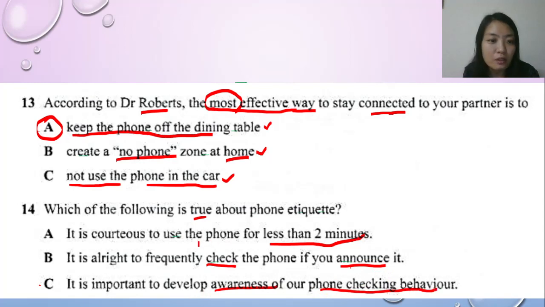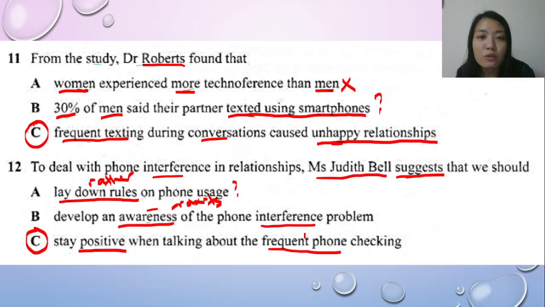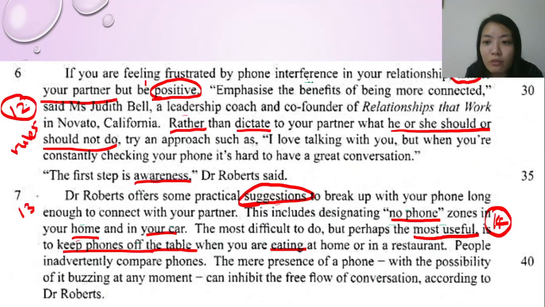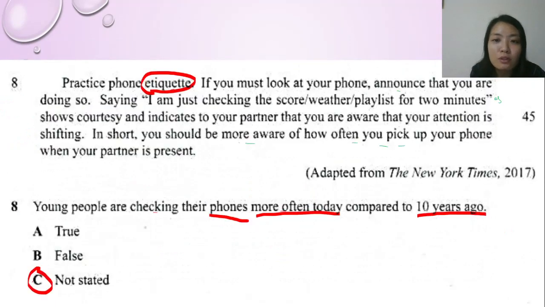Okay, alright, let's go back here. Courteous to use the phone less than 2 minutes. You want to find out which one is true. Does it say or not it's courteous to use the phone for less than 2 minutes? So back to the word etiquette. Because we have already done 14, so 15 should be around here already. Practice phone etiquette. If you must look at your phone, announce that you're doing so. Saying, I'm just checking the phone for 2 minutes, shows courtesy.